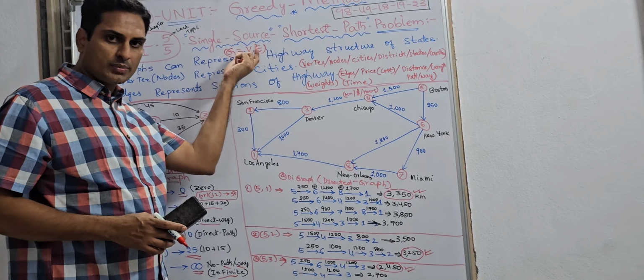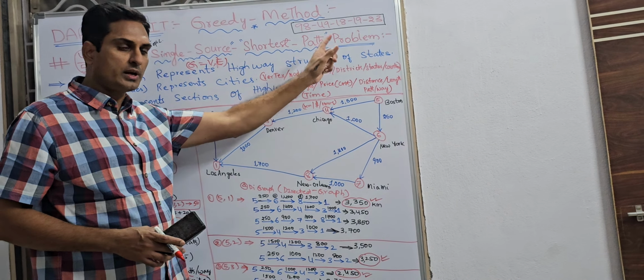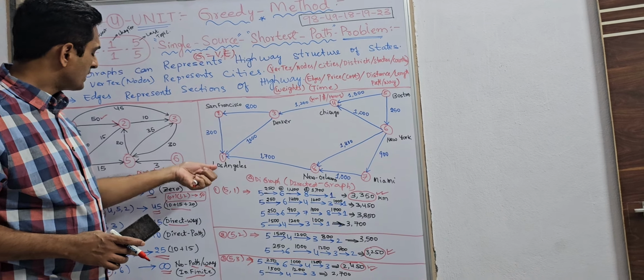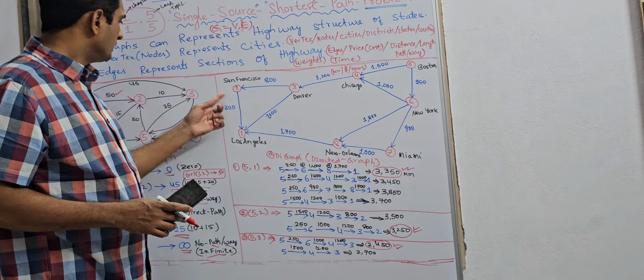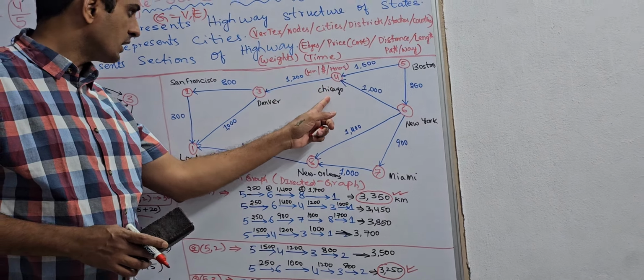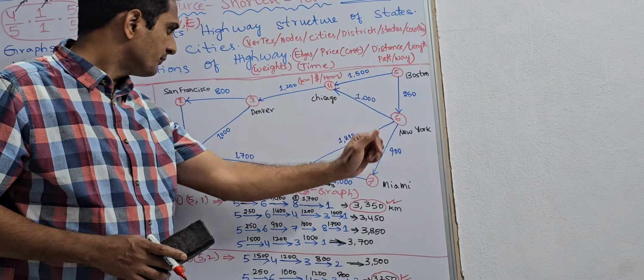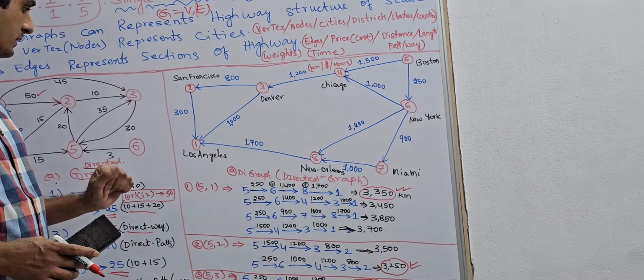And one more example, one more scenario to explain the same concept. Single source: from one place to all other places, the shortest path. We need to find the minimum distance. Here imagine 1 is Los Angeles, a city in America, 2 San Francisco, 3 Denver, 4 Chicago, 5 Boston, and 6 New York. Like that we have 8 cities.